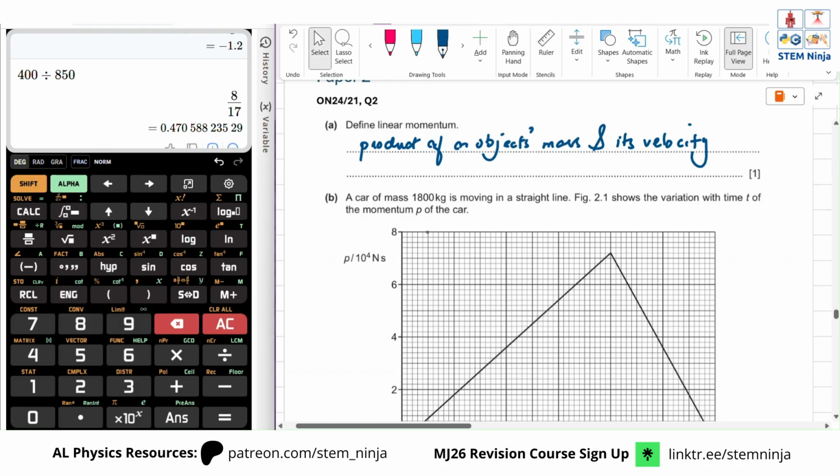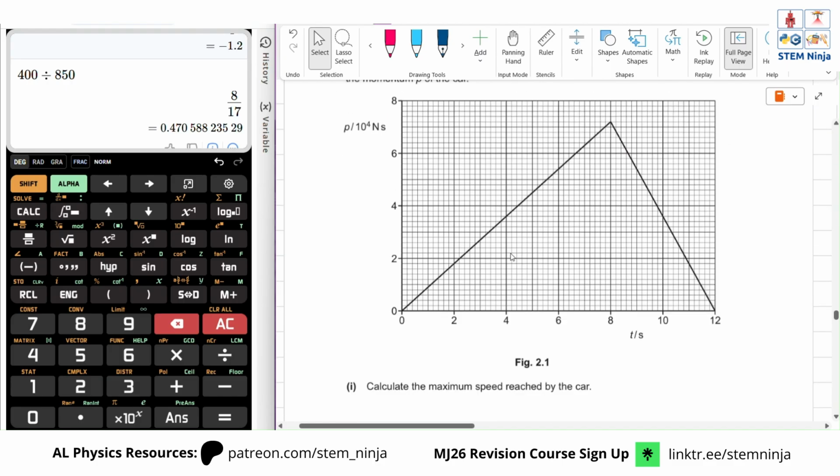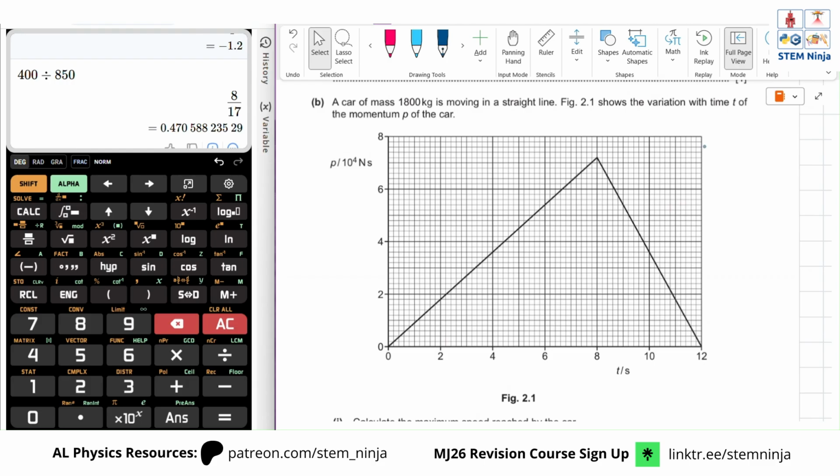A car of mass 1800 kg is moving in a straight line. Figure 2.1 shows the variation with time t of the momentum of the car. Calculate the maximum speed reached by the car. First, the gradient of the momentum-time graph is basically the force. Momentum starts from zero, which means velocity is zero here. We need to figure out the velocity over here because we have the mass.